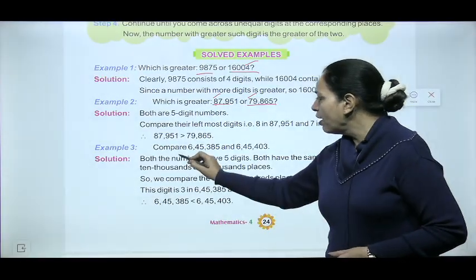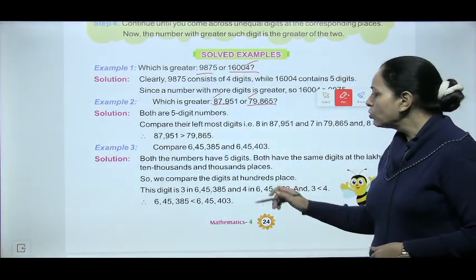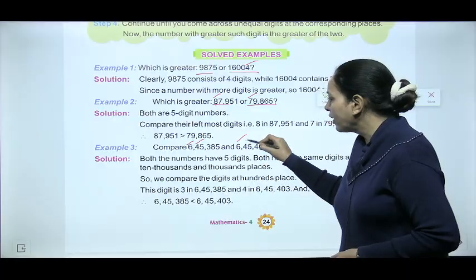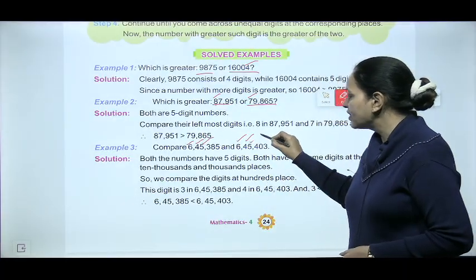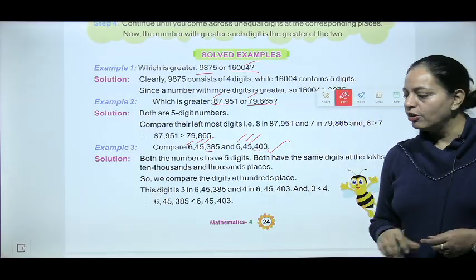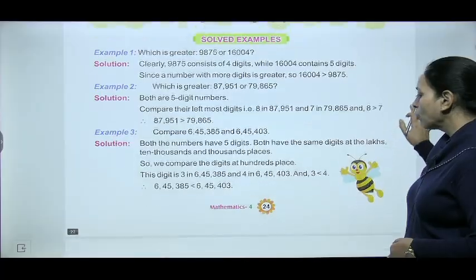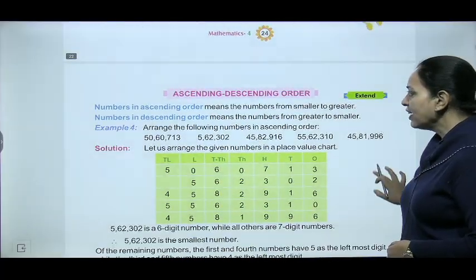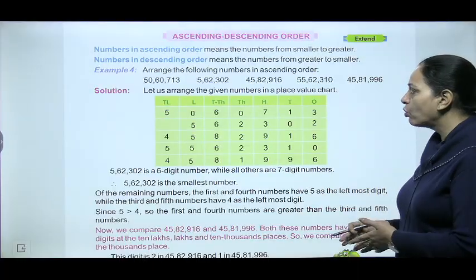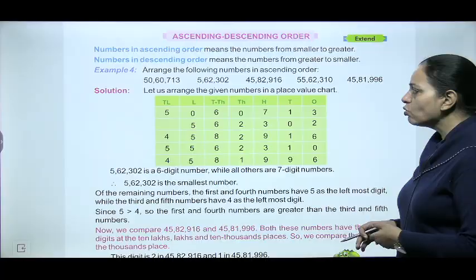Now example 3, compare this and this. Both are 6 digit numbers. So start the comparison. You can see the same. Next we compare, this is also the same. Next the same. Now this is 3, this is 4, so this is greater. So the second number is greater. Okay. Now come to the next, ascending and descending order. Ascending means increasing order, means smallest to greatest, and descending means decreasing order, means greatest to smallest.